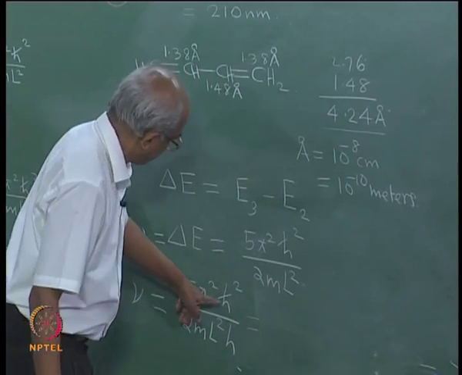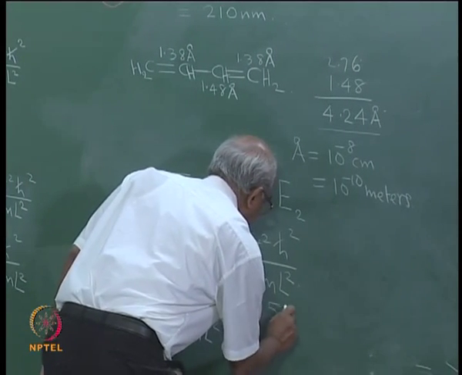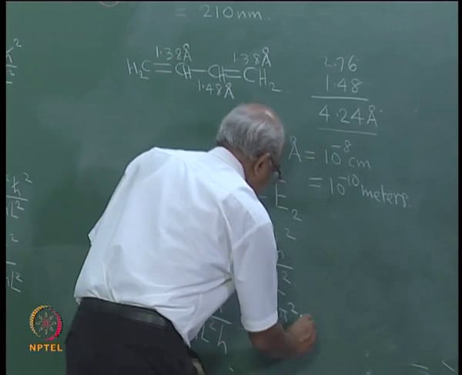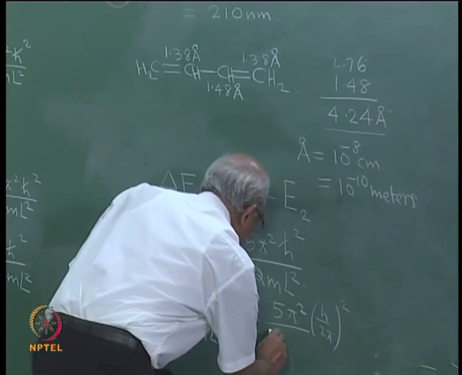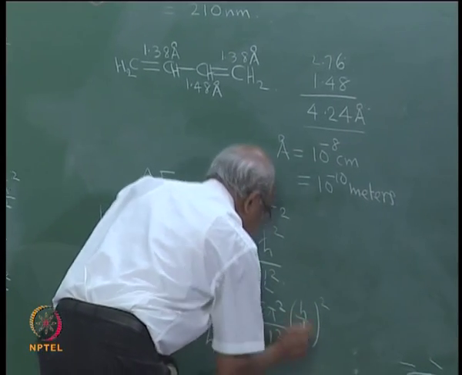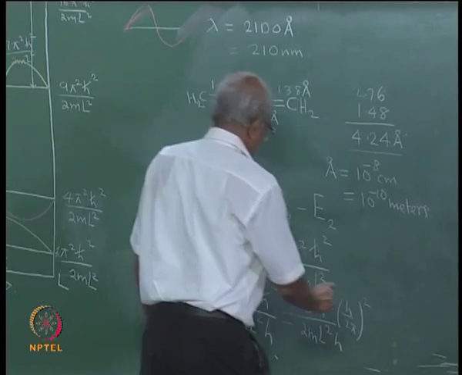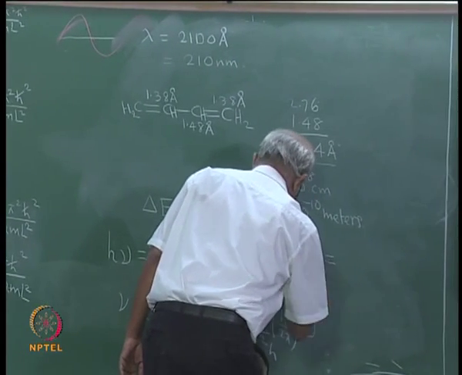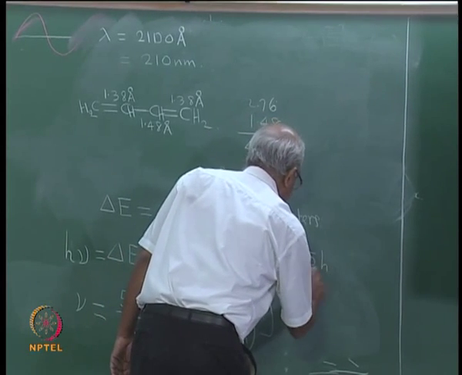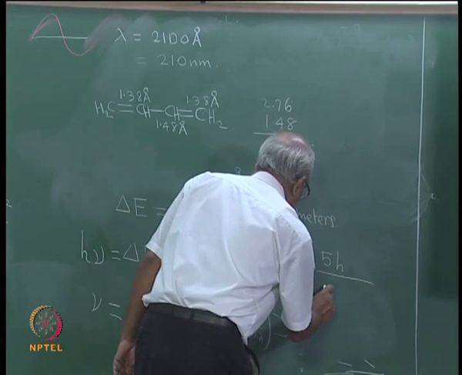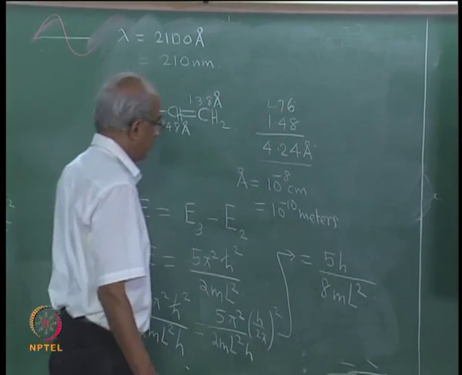I can actually simplify, because h cross, if you remember, is h divided by 2 pi. So, this actually will be 5 pi square h divided by 2 pi the whole square, divided by 2 m L square h, right. You can simplify a little bit. Please check it and tell me if I have made a mistake.